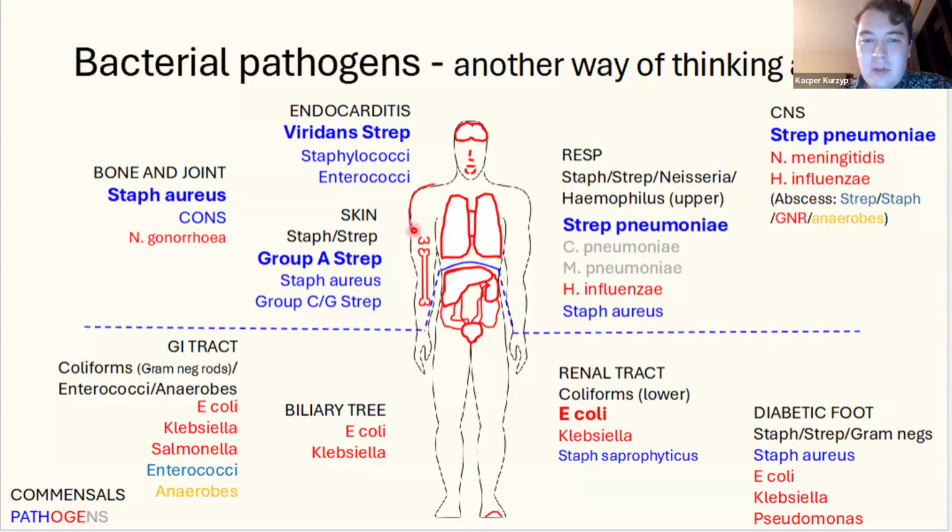You have to remember that your skin and bone are above the diaphragm in this case, and everything that is only present below the diaphragm, so your GI tract, urinary tract, and your diabetic foot, will be primarily gram negatives. Anybody wants me to elaborate on any particular bugs?